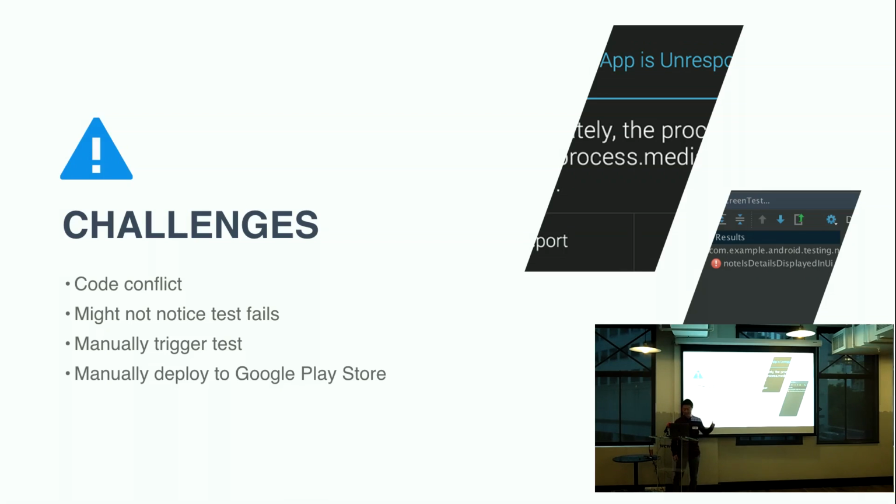Normally, this is the normal way you deploy your app to the Google Play Store. You just open the Google Play Store console, upload your APK file, click the publish button, and that's all. But that is the manual way. Version management is also hard.